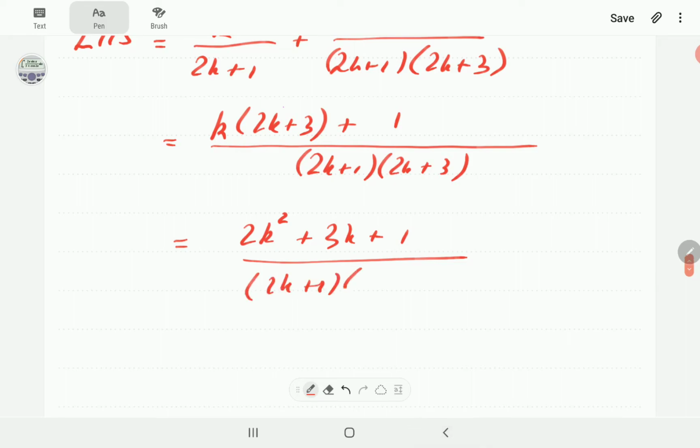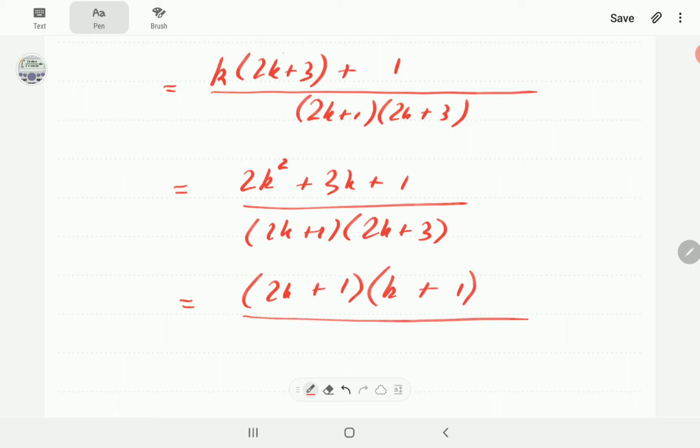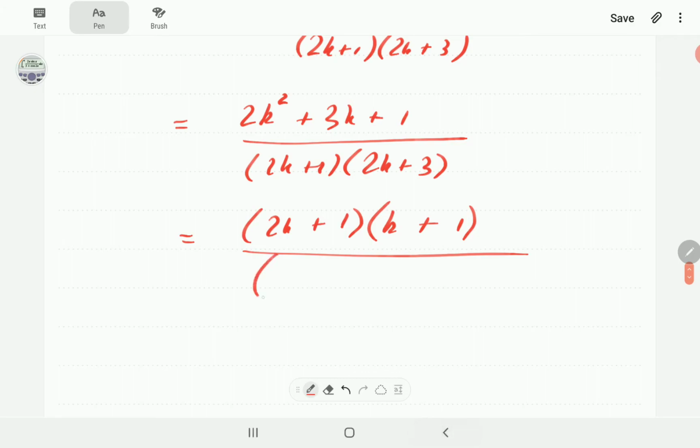2k plus 1 into 2k plus 3, and then this numerator we can factorize actually. So that must be 1 and that must be 1. Put plus here. Then we have the 2 factors.